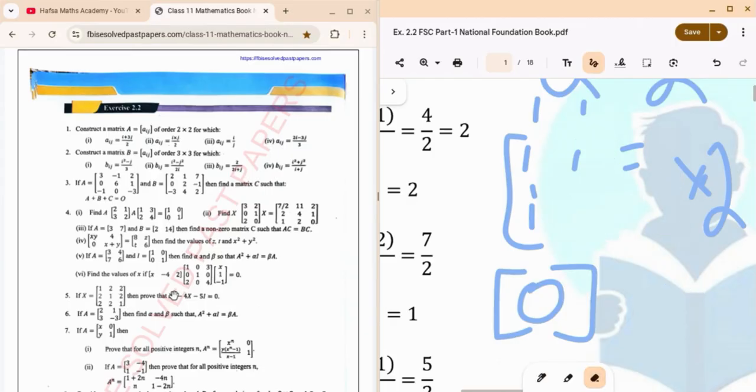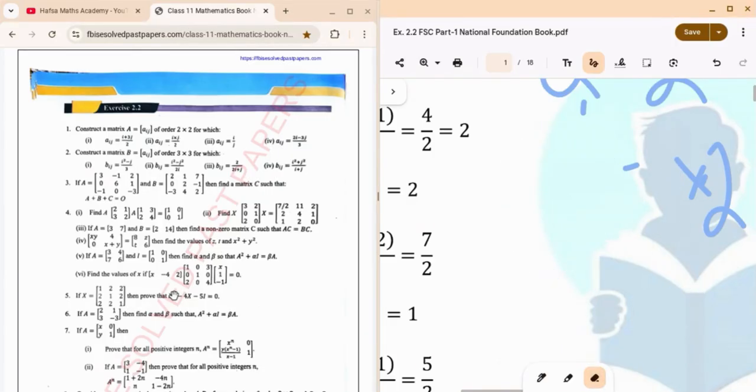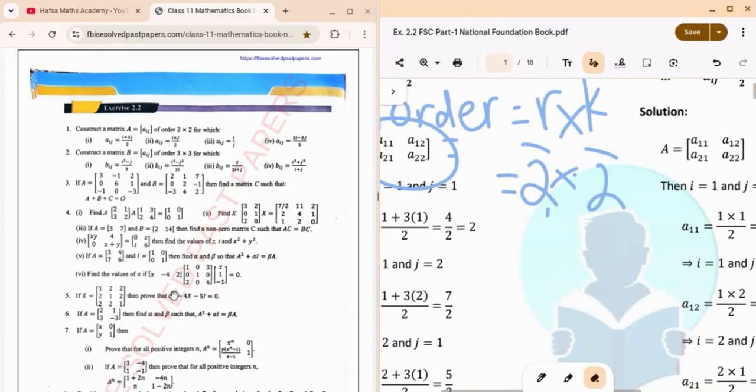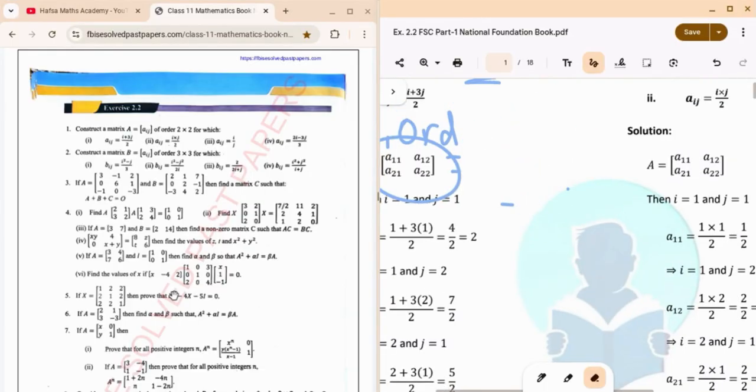But yeah, again, just a quick little briefing on what an order of a matrix is. Again, this is going to come in your MCQs. This was taught in exercise 2.1, so yeah, do that for your MCQs.